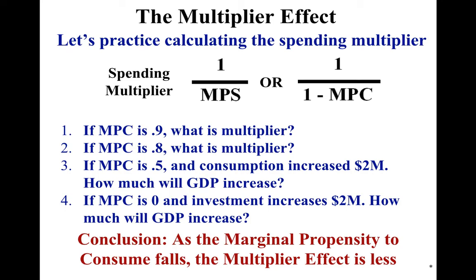Okay, if you're not ready, go ahead and pause it and practice it on your own. If you're ready, let's do it together. So 1 over 0.9, nope. It's got to be 1 over 0.1 because you got to do 1 minus 0.9 for the multiplier. So 1 over 0.1 is 10, so the multiplier is 10.